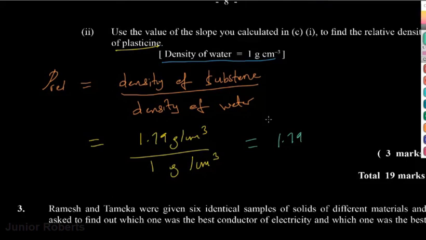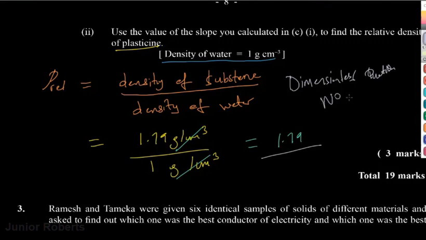All right, they cancel out. Do you agree? Okay, perfect. Since we have the same units, they cancel out in our calculation right here. So the final answer will simply be 1.79 without any unit. In fact, the relative density of a substance is what is referred to as a dimensionless quantity. Therefore, it has no units. All right? Is that good?